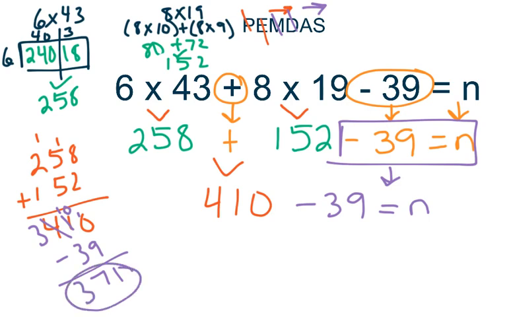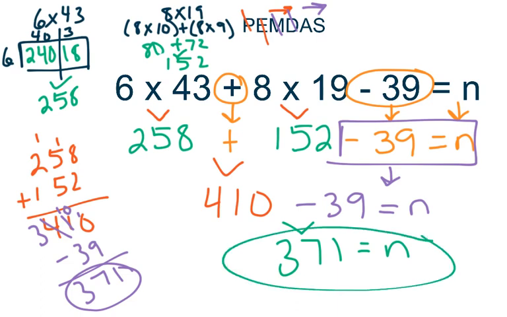So I get a difference of 371, which I would write down here and bring down my equals n, and that is the answer to my problem. 371 equals n. So I wrote PEMDAS at the top of my page. I worked through all of my steps, making sure I was doing them in order, and I ended up with my final product. Go ahead and give this next problem a try.